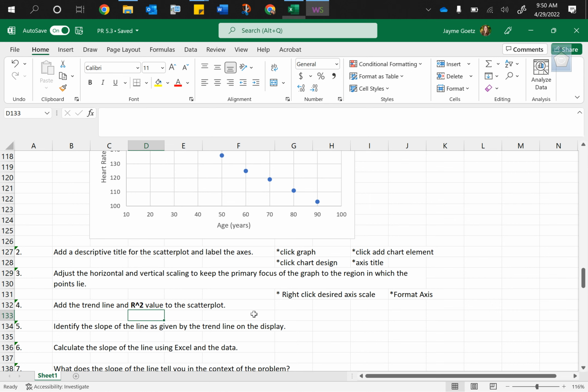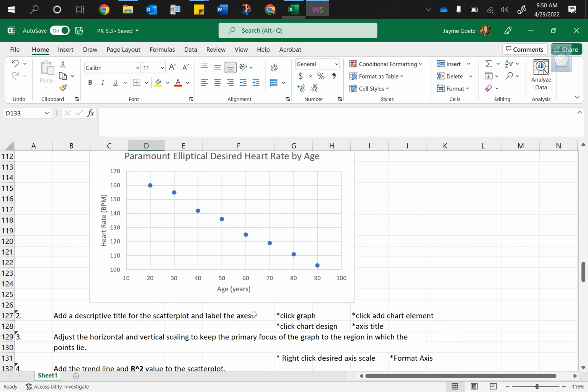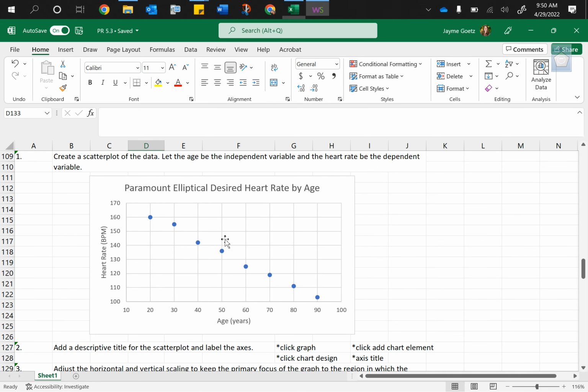Number 4 says add the trend line and the r² value to the scatter plot. Okay, add the trend line and the r² value to the scatter plot. So this bad boy right here, we want the trend line for it. We want to come up with that equation. Now they gave us the points. We could go up and find the slope and find the correlation and write the equation, but this is Excel. Excel will literally do it for us.